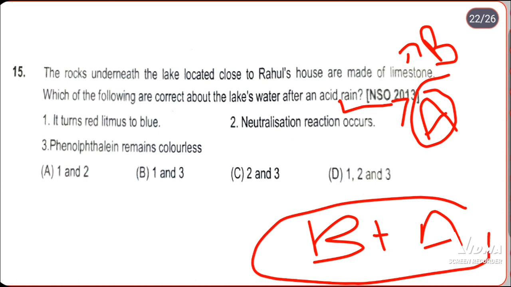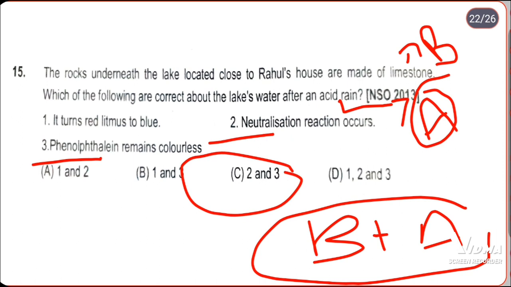So it changed red litmus to blue? No. Neutralization reaction occurs? Yes. Phenolphthalein remains colorless? Yes, because if the nature of your chemical is neutral, phenolphthalein remains colorless. So options 2 and 3 both are correct. So the correct answer is option C.